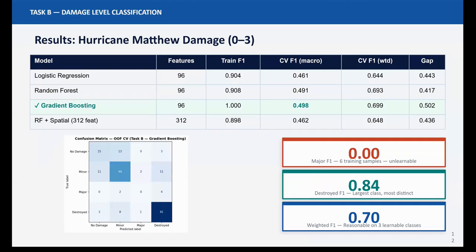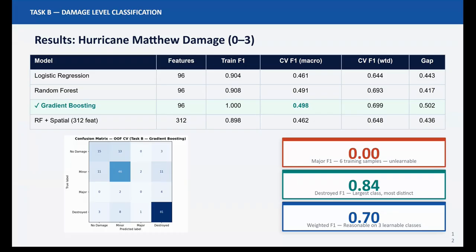For task B, this tells an entirely different story because our best model, which was the gradient boosting, achieved a cross-validation macro F1 of only 0.498 compared to 0.99 for task A. And every model achieved exactly 0 F1 on the major class because it had 6 training images and no oversampling strategy we implemented could manufacture enough signal for a learnable class.